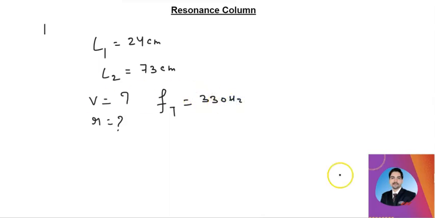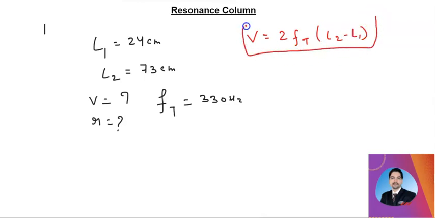Now I am going to tell you which formula you have to apply for finding the velocity of sound. First resonance and second resonance is mentioned in the problem. V is equal to 2f times bracket L2 minus L1. This formula will give you the speed of sound. L1 is the length at which first resonance is obtained. L2 is the length at which second resonance is obtained.